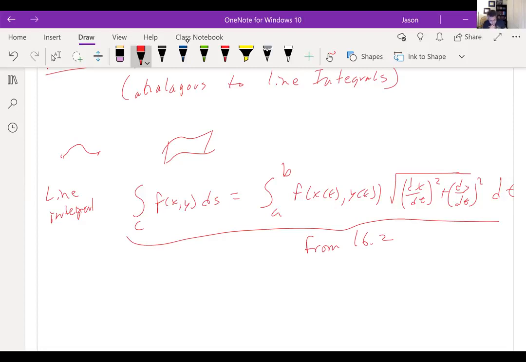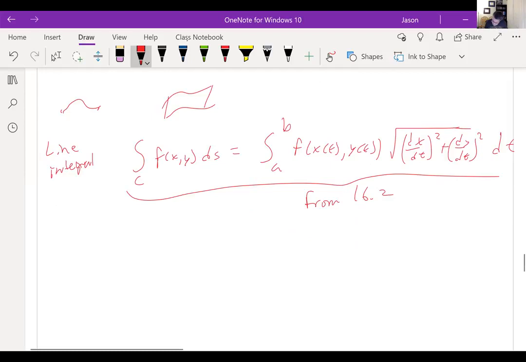Okay, so we're going to take this analogy and generalize it, make it even more general, but then we're going to bring it back to this guy here, and see what's happening.